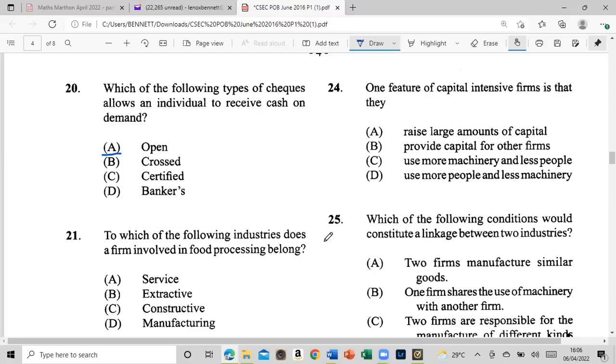To which of the following industries does a firm involved in food processing belong? Food processing, right? Is it service, extractive, constructive, or is it manufacturing? Now, as I'm saying, food processing, so that would be D, manufacturing. All right, so let's move on to 22.